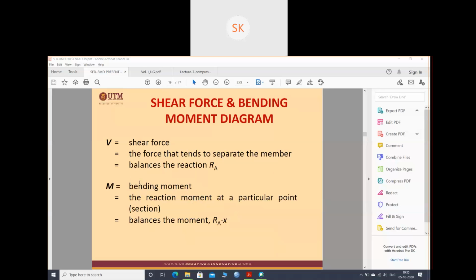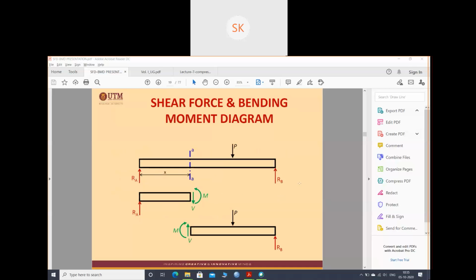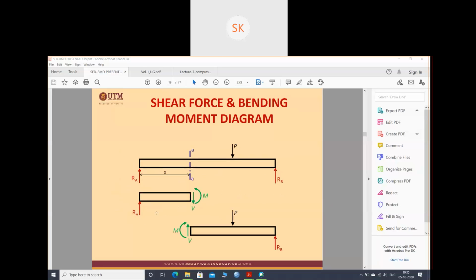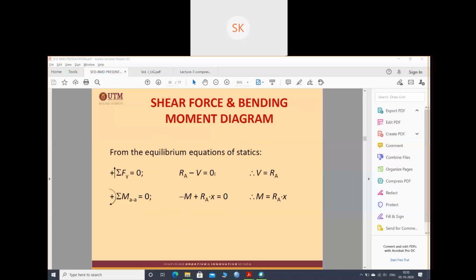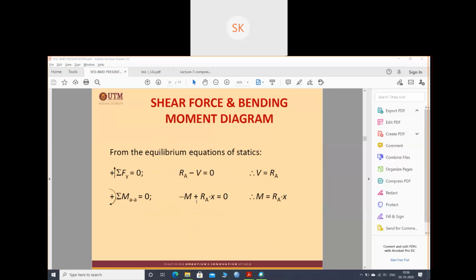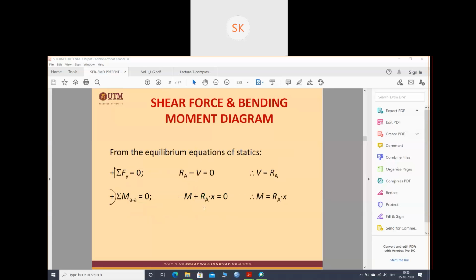From the equilibrium equations of statics, we have summation of all the forces equals 0. So Ra plus Rb minus P, right? If you see this portion, summation of all the vertical forces will be Ra minus V, so I got shear force as Ra. And if I take moment about point AA, that means moment about this point, what will be the moment? Force into distance. So it will be Ra into distance minus M, because this is in anti-clockwise direction. So I got moment as Ra into X.